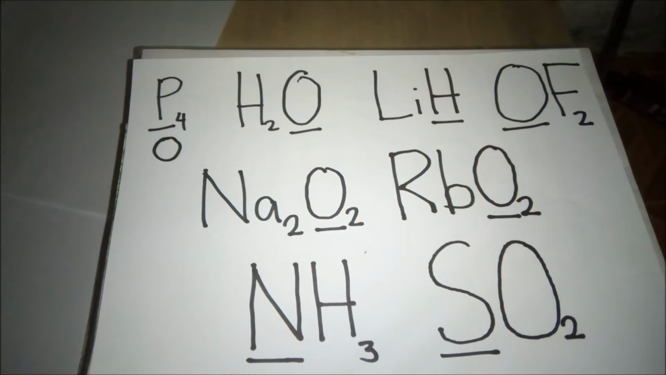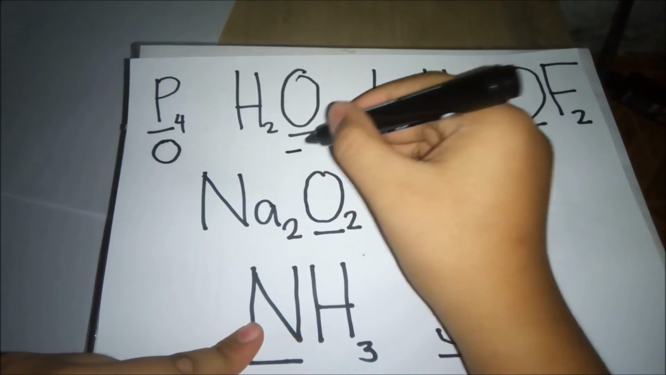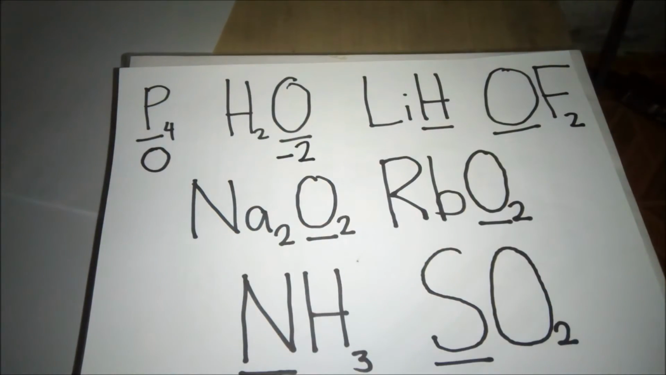Okay, moving on to the next item, we have to look for the oxidation state of hydrogen in LiH. Referring to the first specific rule discussed, when hydrogen is paired with a metal, its oxidation state is equal to negative 1. So we have the answer.